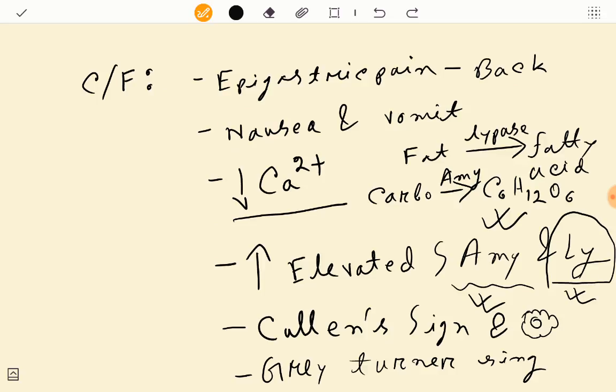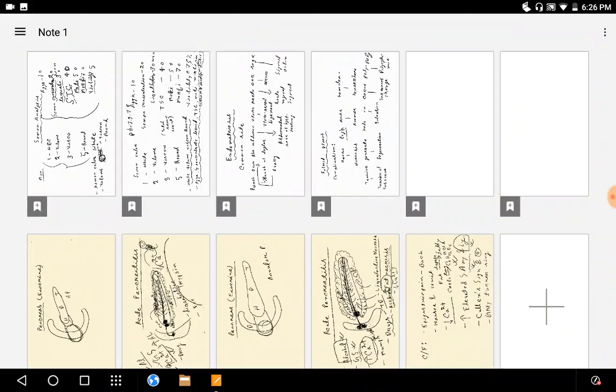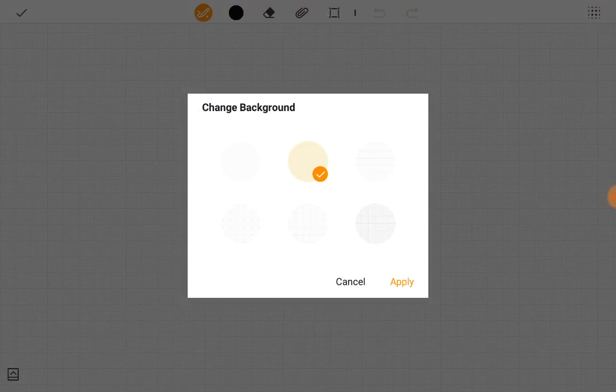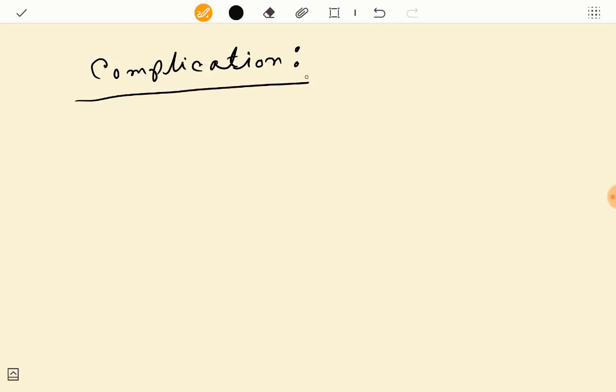Okay, so we now know the clinical features. So let's talk about complications. What are the complications? There are many complications. The first complication you have to remember is shock.